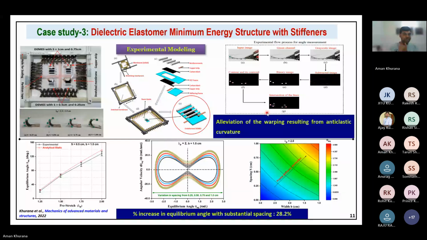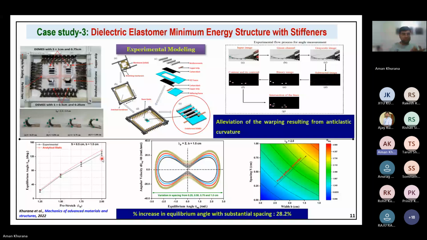We compare this experimentally obtained result with the analytical solution. More or less it is matching, and the trends are almost good. But for some cases, at higher pre-stretch levels, it is a little bit off. The reason is that a lot of sources of error creep in because manually we are putting carbon grease over the surface of the dielectric membrane. So that is one source of error.